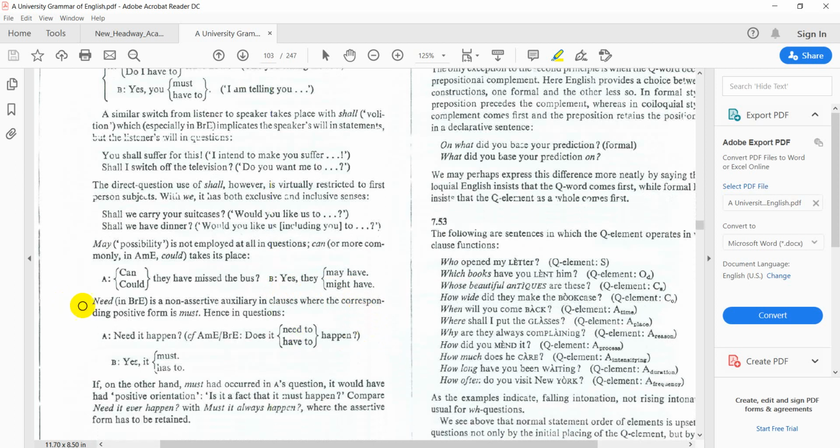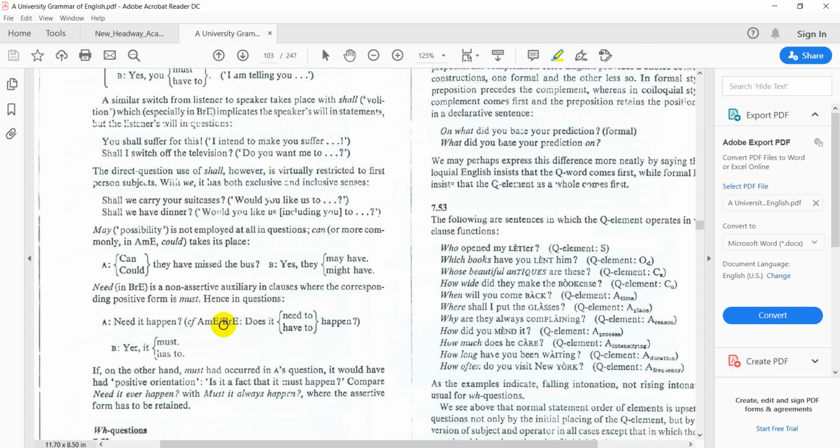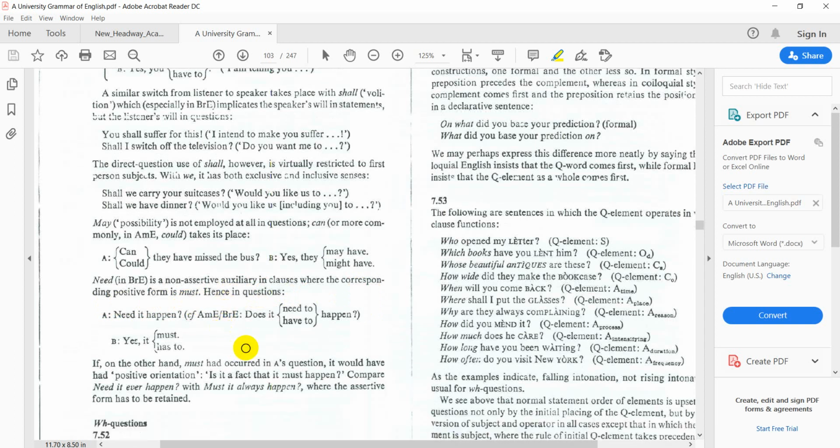Need. Need in British English is a non-assertive auxiliary. So its meaning is negative, especially if it comes as an auxiliary in clauses where the corresponding positive form is must. Must means obligation and it is positive. Hence, in questions, need it happen? See, now need is used here as an auxiliary.